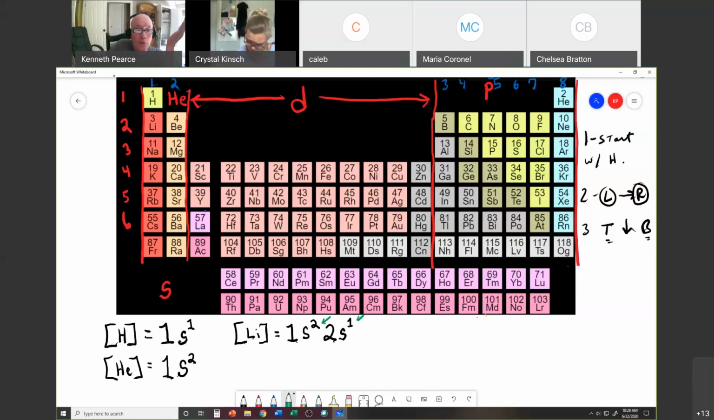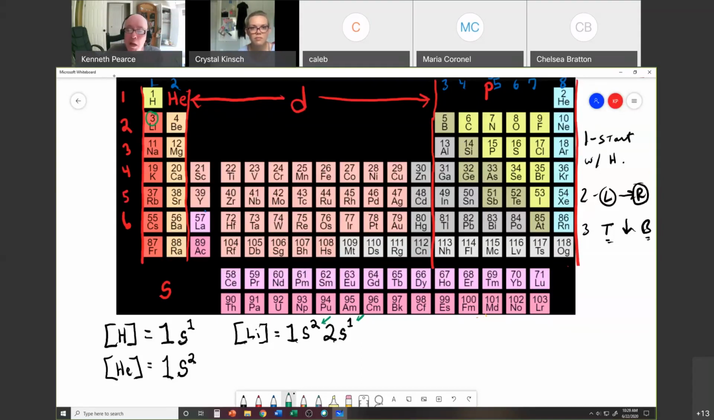What is element number 3? It's lithium. How many electrons does lithium have? Lithium has 3 electrons, 2 of which are going to be in the 1s2 level, and 1 of which is going to be in the 2s1. They add up to 3. Do you see that? Okay, they do add up.